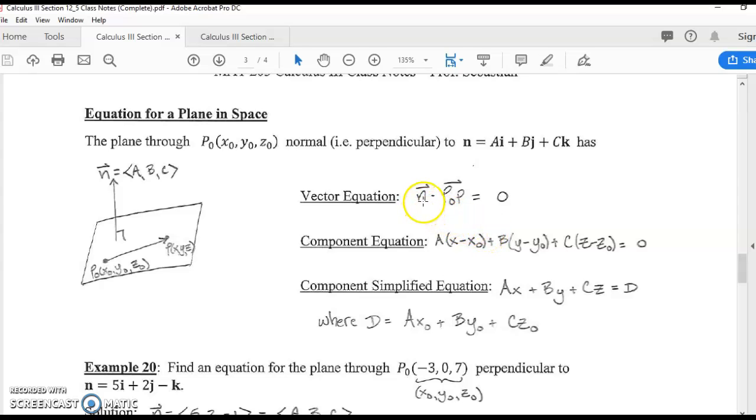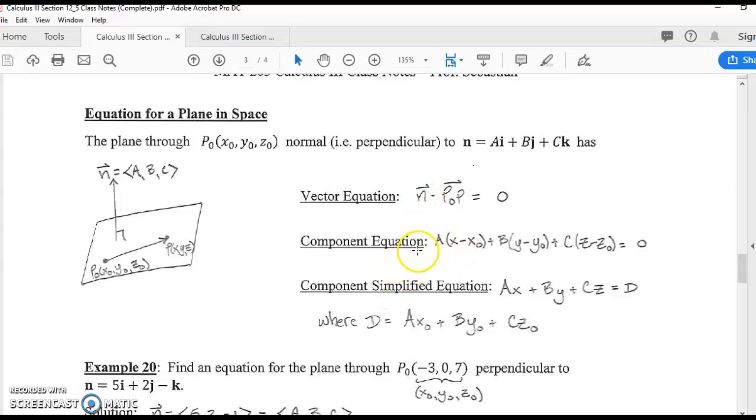So what does that mean? To do a dot product is pretty simple. You multiply the corresponding components and add them up. So a times x minus x naught would be the first component of the vector P naught to P, plus b, the second component of n, times y minus y naught, plus c times z minus z naught, which is the third component of P naught to P. That has to be 0. So that's called the component equation. So we have a vector equation, we have a component equation.